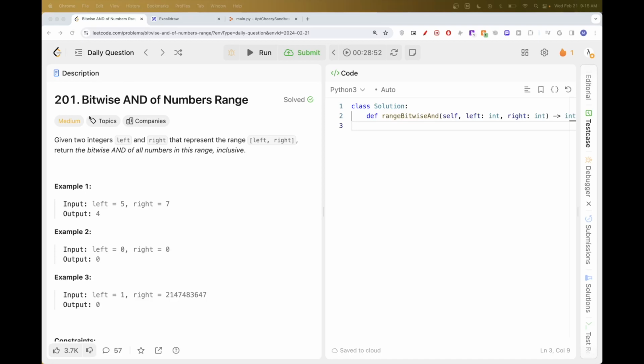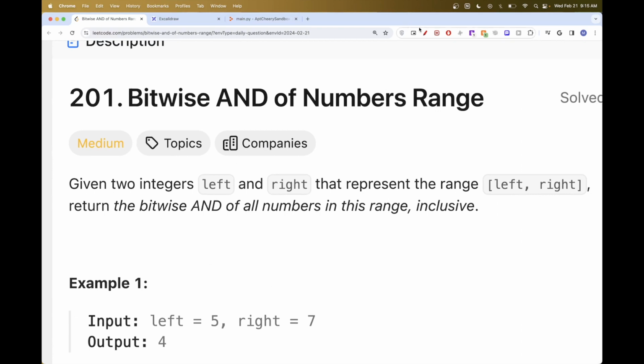Hello, so today we are going to do this problem, which is part of the Leetcode daily challenge, Bitwise AND of Numbers Range. So basically we get two numbers, left and right. They represent a closed range from left to right, so including left and including right. And what we want to do is return the bitwise AND of all of the numbers in this range.